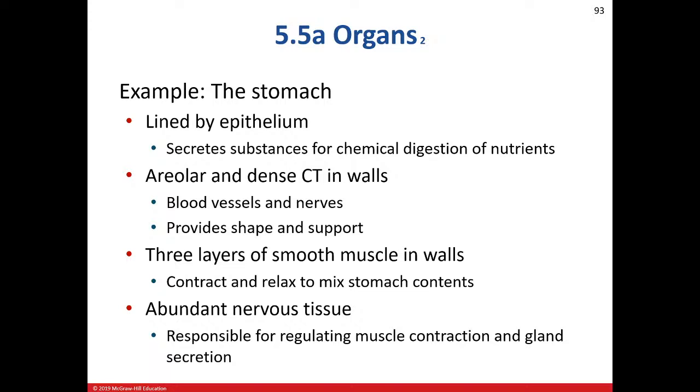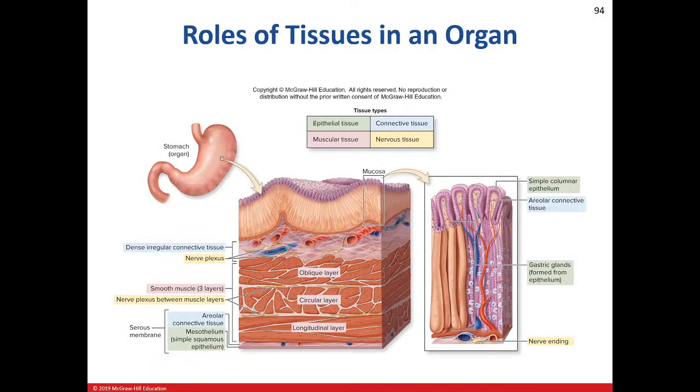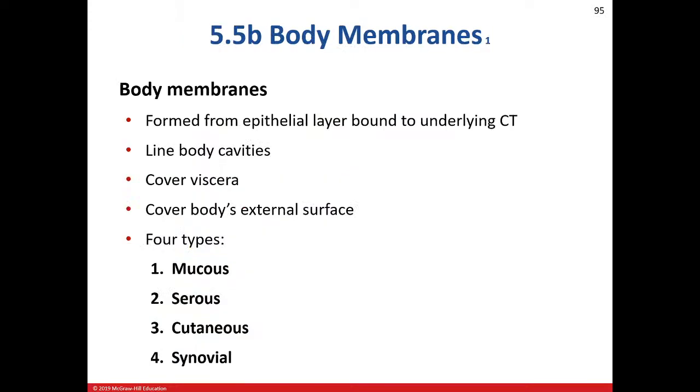And then you see abundant nervous tissue. So not only do we get a lot of feedback from the stomach, but we also have to use that nervous tissue to control the mixing movements of the stomach, as well as glandular secretion is under nervous control, as well as hormonal. But all right, so you can see the stomach there.